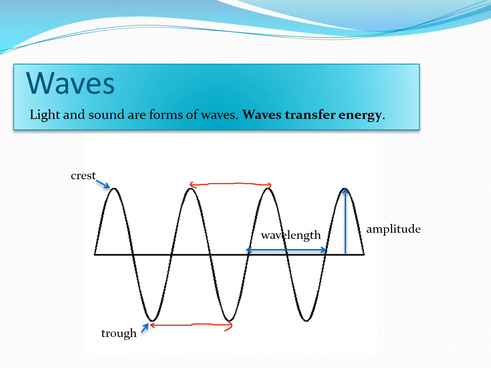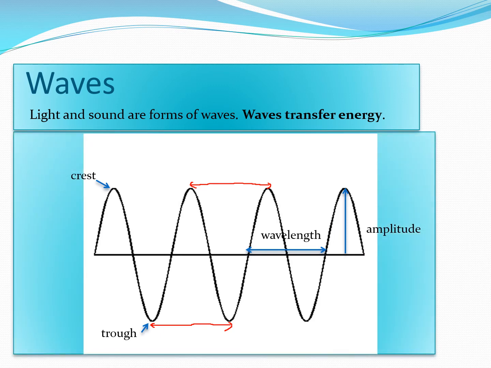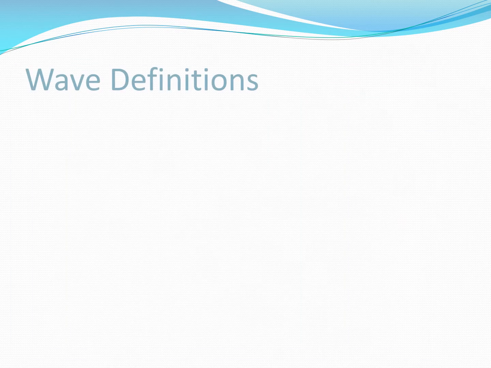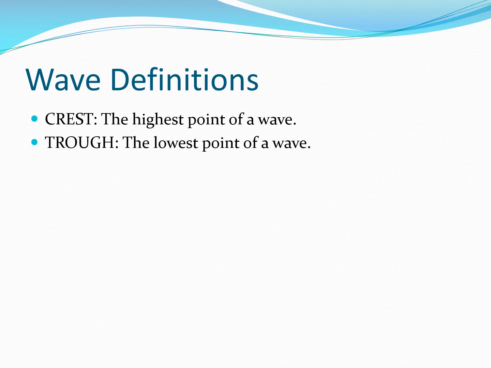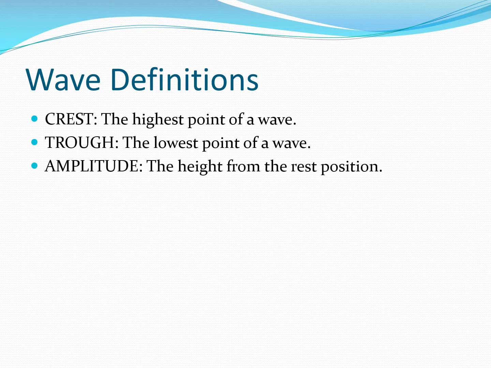So we want to write down an actual proper definition for these parts of the wave, and that is as such. Crest, the highest point of a wave. Trough, the lowest point of a wave. Nice and easy to remember so far. The amplitude is the height from the rest position. So the rest position is that middle line.